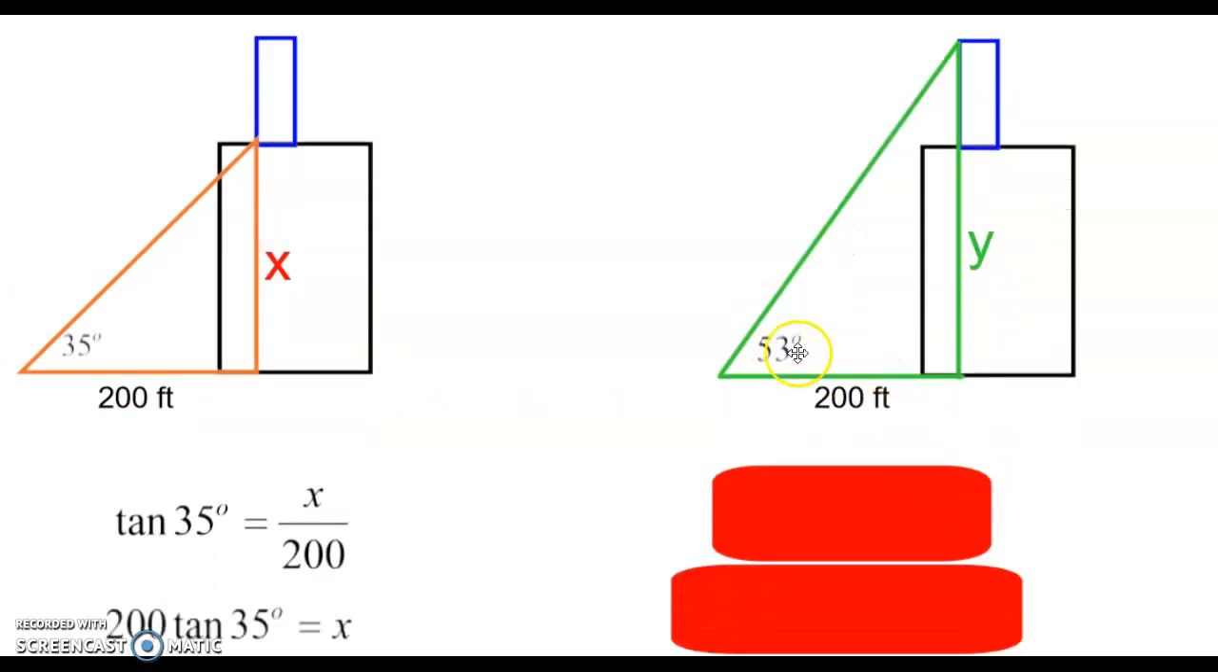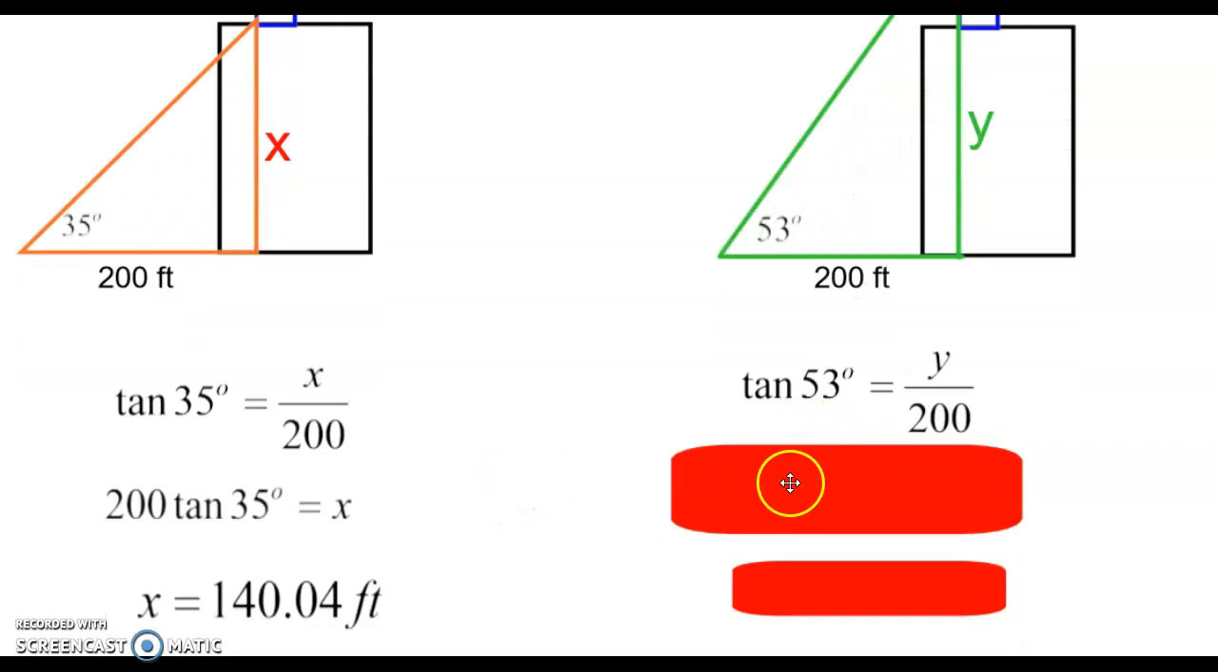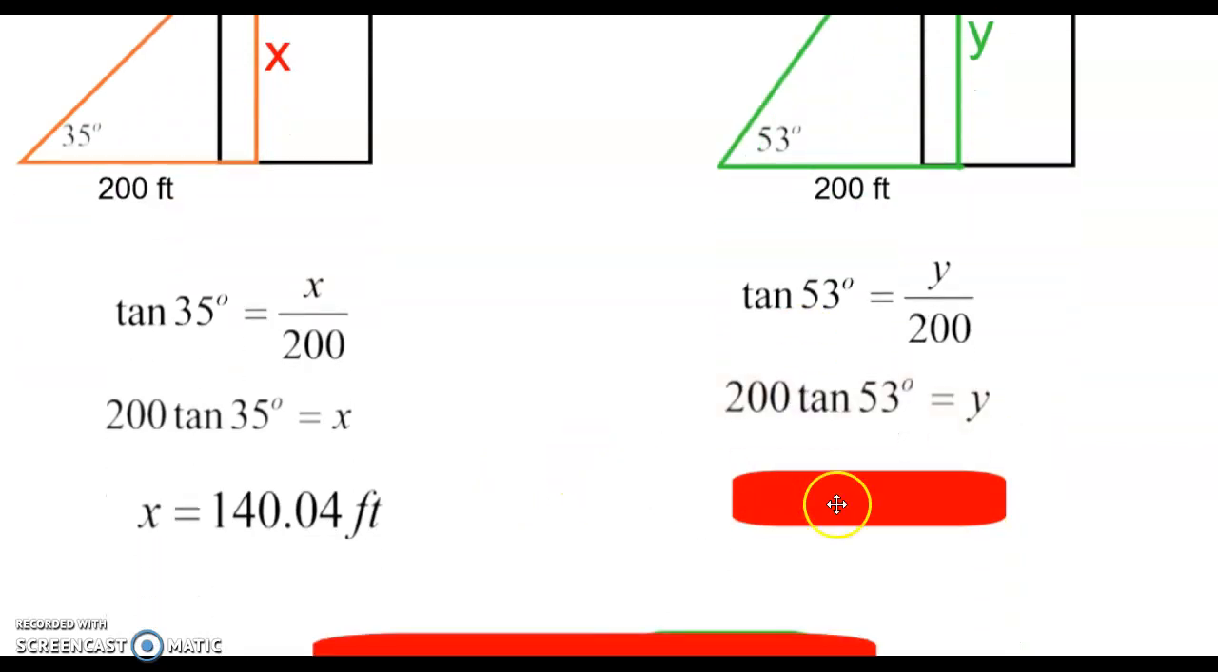So again, we have an angle measure. We want the opposite, but we have the adjacent. So that means we're using tangent, because tangent is equal to opposite over adjacent. Again, multiply both sides by our 200. And we get that the total height is 265.41 feet.